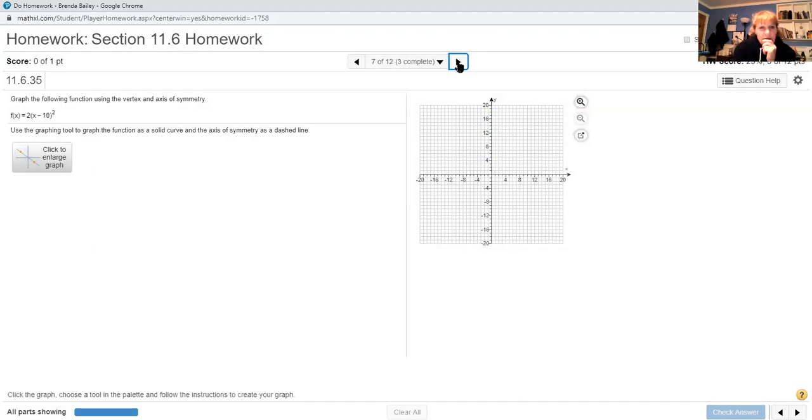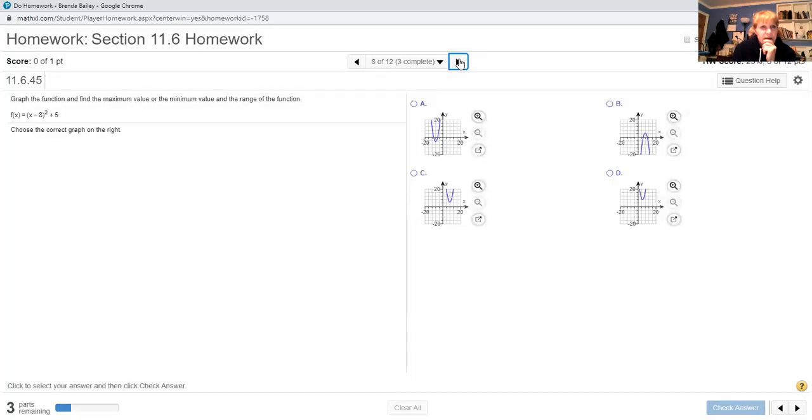This one is going to open up. I want to do one where we have to find, let's do this one right here. This is a good one. So we have to choose the correct graph rather than graph it. Well, I know that the vertex on this graph is at +8, 5. So look for something that has a vertex at +8, 5.